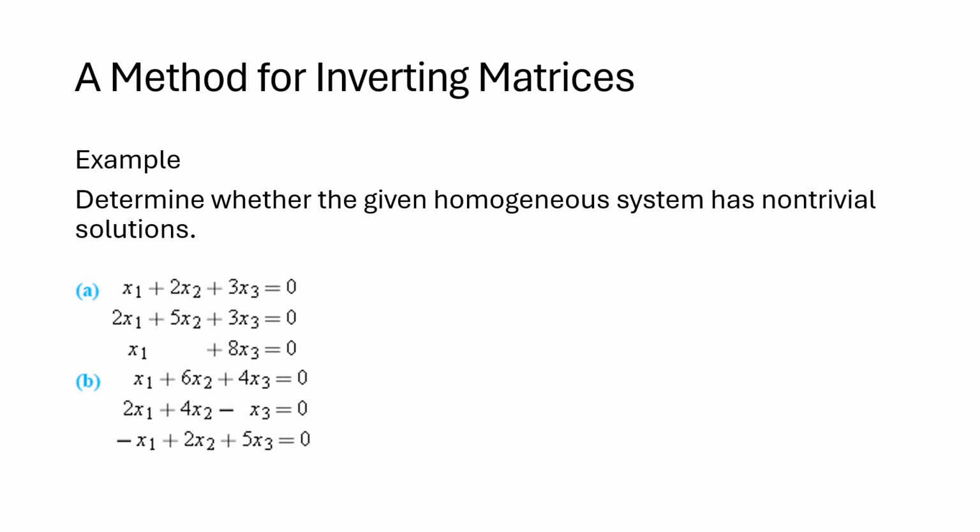Okay, now on the previous example, the coefficient matrix of the first system is invertible, as you can see here, and the second is not invertible. In other words, the system A, this one, has only the trivial solution, and the other does not.